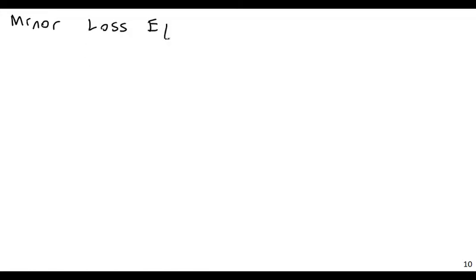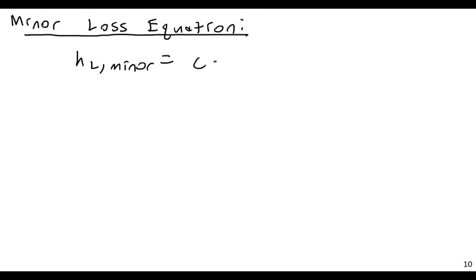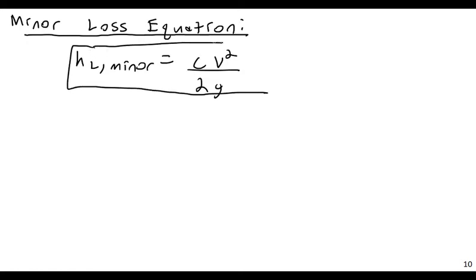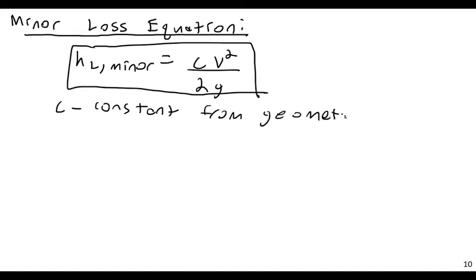So for now, for most of your purposes, you're just going to look up a loss coefficient in a table, but head loss minor is just going to be C times V squared divided by 2G. So C is your constant, again, constant from geometry. Measured experimentally.